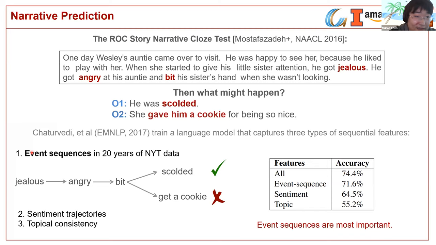There is a set of event sequences from 20 years of New York Times data. The language model captures the processes there, and also the sentiment trajectory and topical consistency. But that work points out that event frequency is actually the most important feature, which alone already gives very good performance.